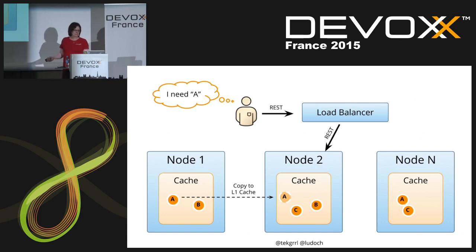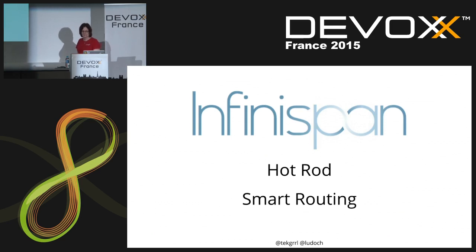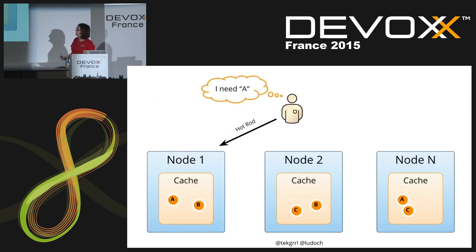Not the best situation. So what the guys at Infinispan did, and I think they're mostly Red Hat people, they implemented this thing called Hot Rod, which includes smart routing. And what happens here is the client actually understands completely the topology of the network. It knows where to look for everything. It understands the consistent hash. And so understanding the consistent hash that we use, it means it can understand exactly where it needs to go to find a given key.